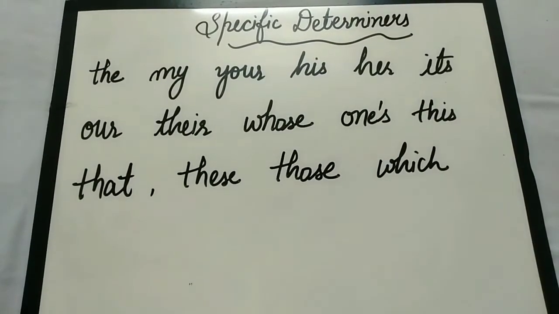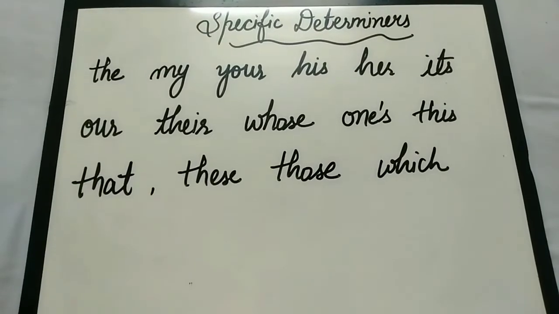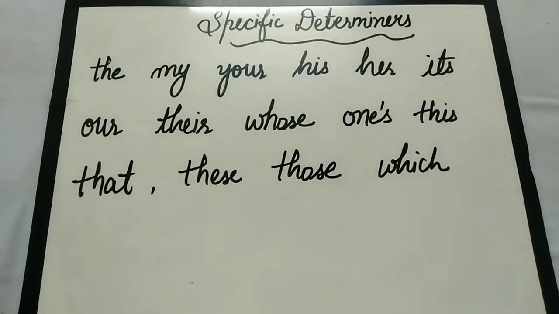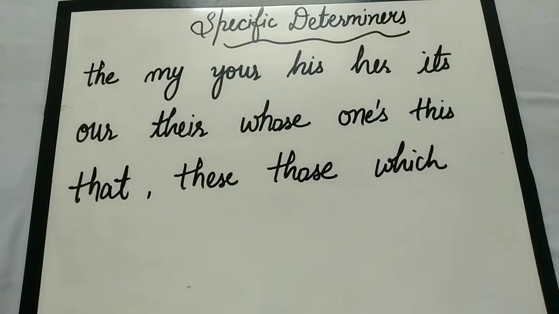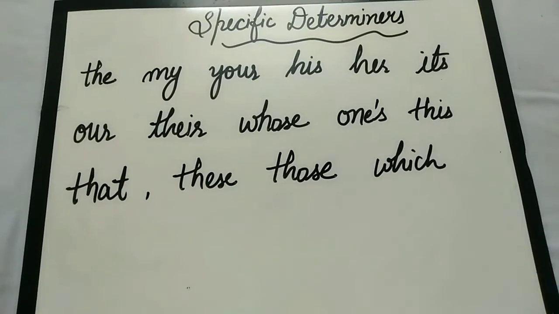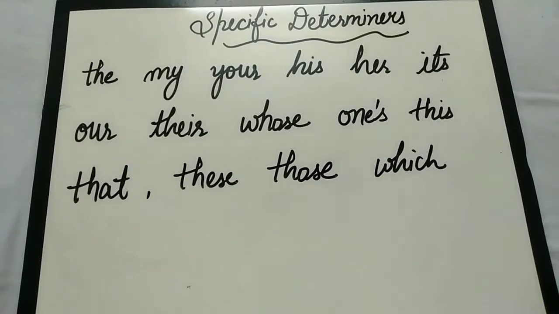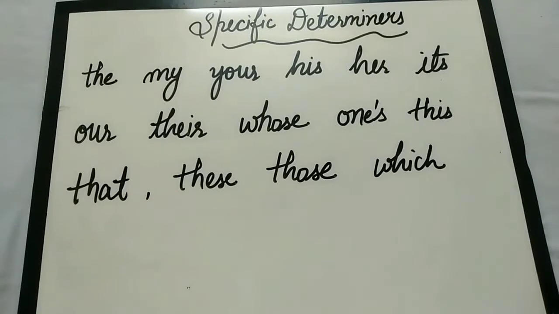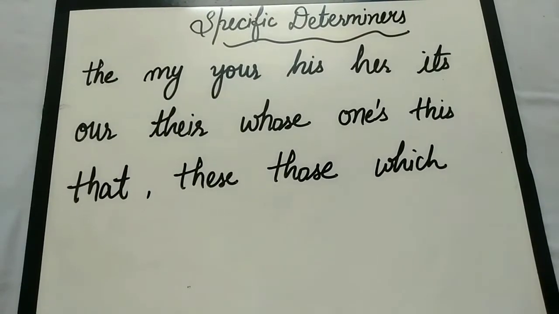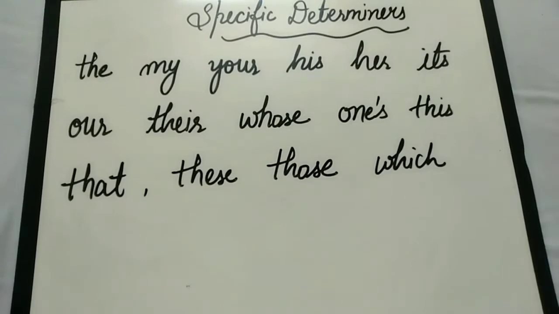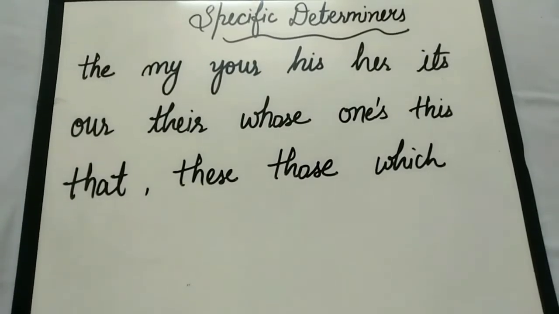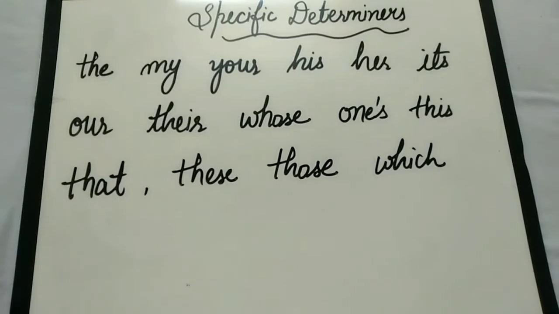And here are a few specific determiners that are to be used when we refer to something specific. And these are the, my, your, his, her, its, our, their, whose, one's, this, that, these, those, which. The determiners introduce the noun and they also tell us whether the noun phrase is specific or general. So if it is specific, then use specific determiners, and if it is general, then use general determiners.